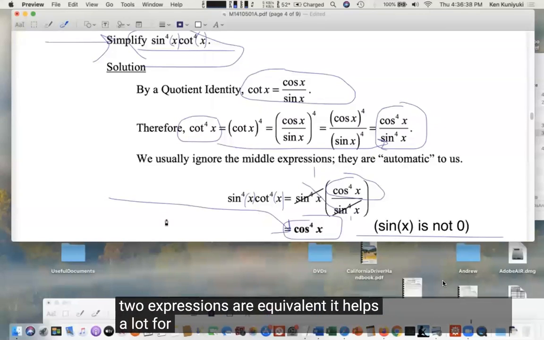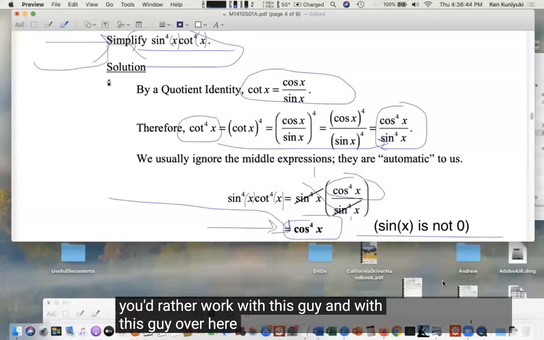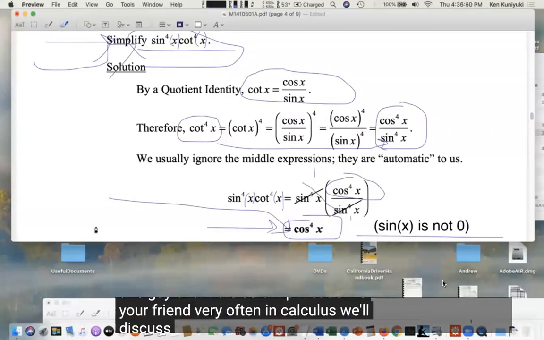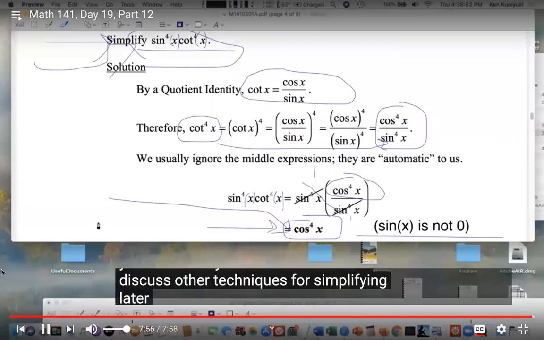That helps a lot. For example, if you want to take derivatives or integrals in calculus, you'd rather work with this guy than with this guy over here. So simplification is your friend, very often in calculus. We'll discuss other techniques for simplifying later on.